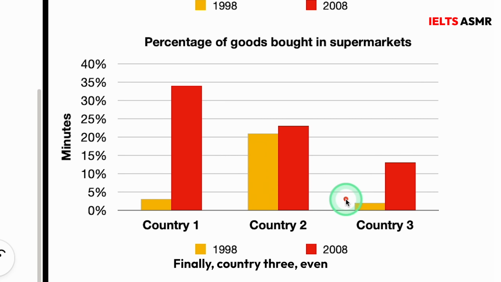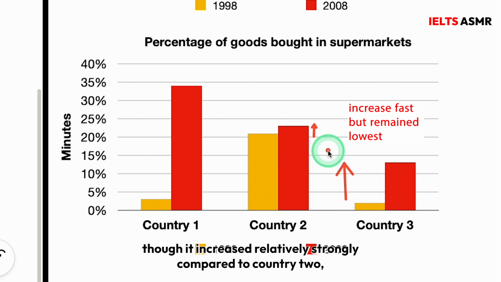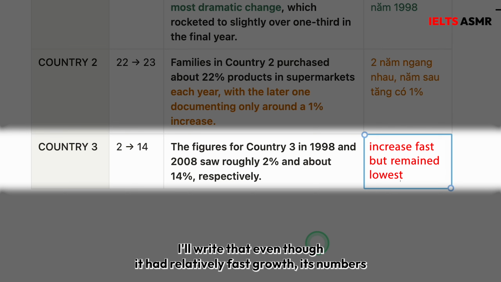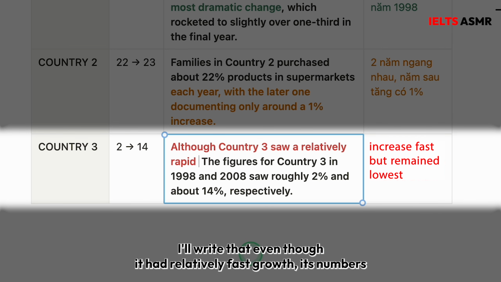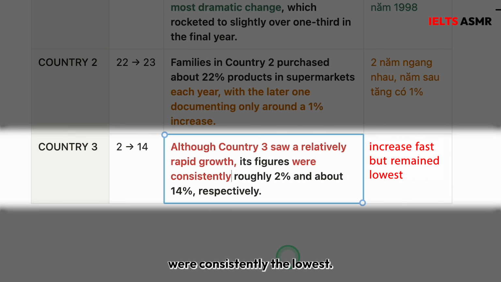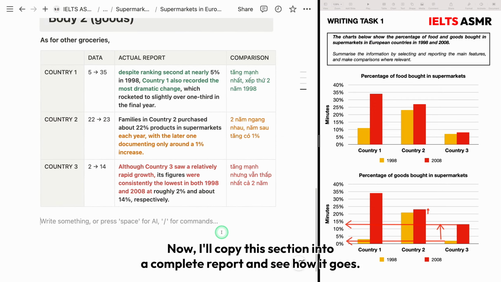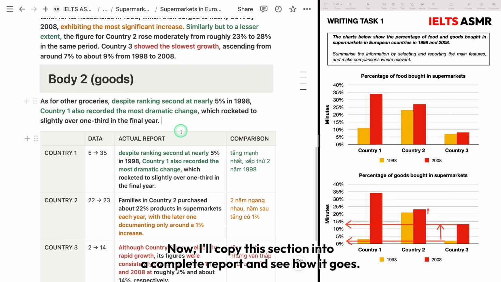Finally, Country 3, even though it increased relatively strongly compared to Country 2, both its percentages in 1998 and 2008 are the lowest. I'll write that even though it had relatively fast growth, its numbers were consistently the lowest. That's it. Now I'll copy this section into a complete report and see how it goes.